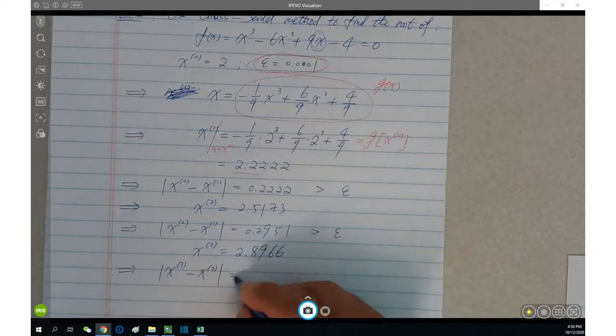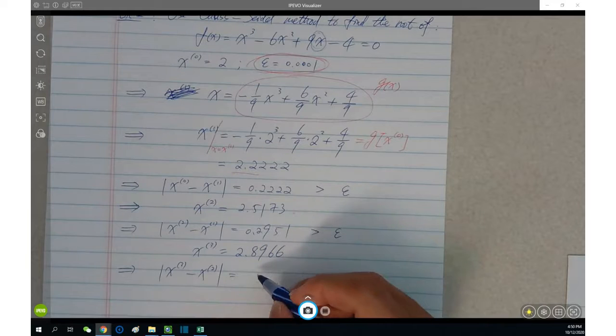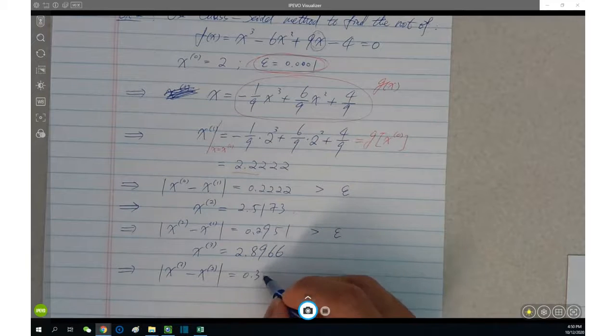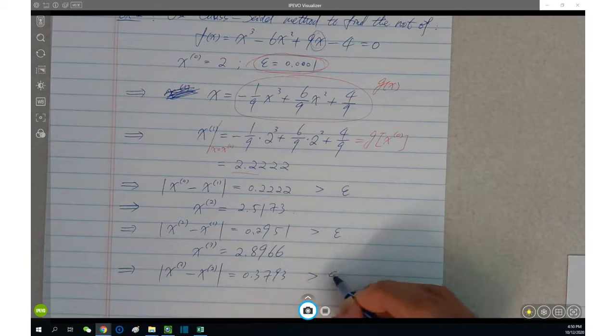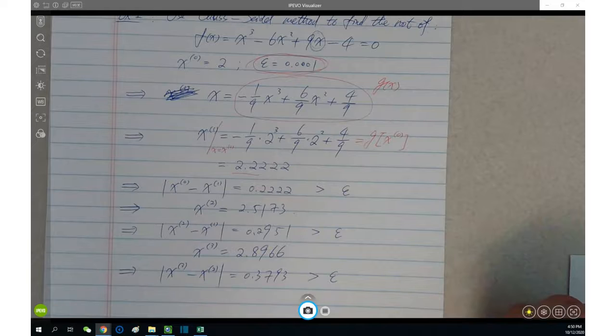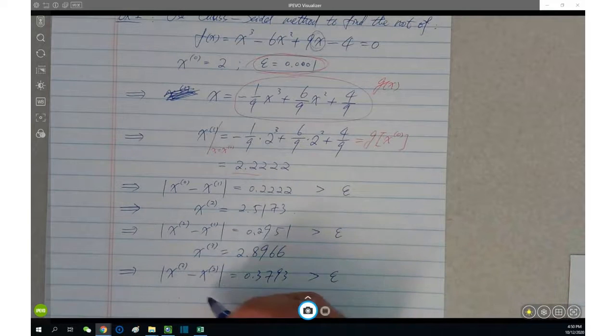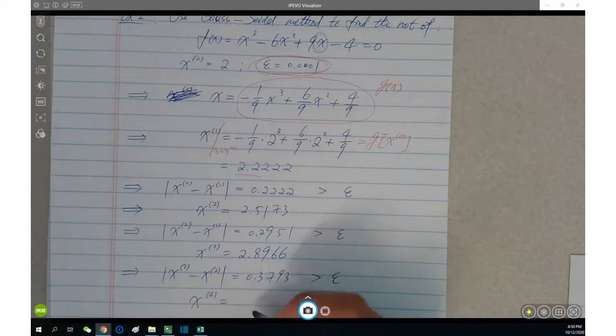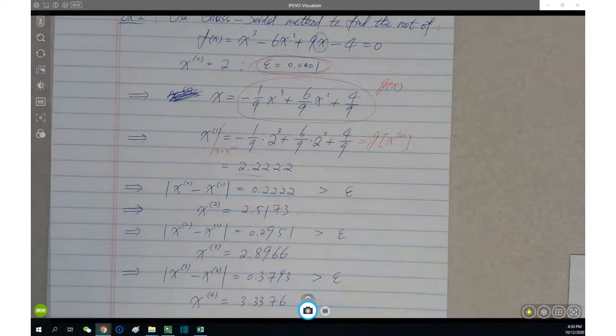And then 3793. It's getting worse. Yes, that's true, but don't freak out. You're good, as long as you don't have any algebra calculation mistake. X4. Keep doing this until x of 8.